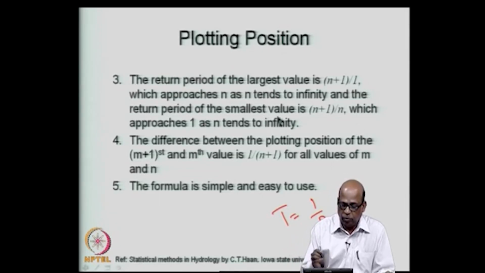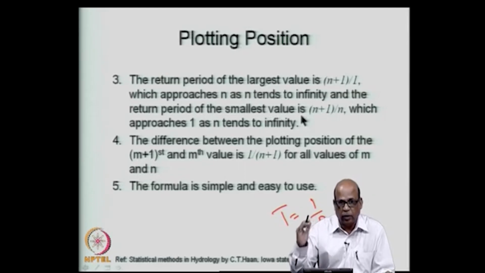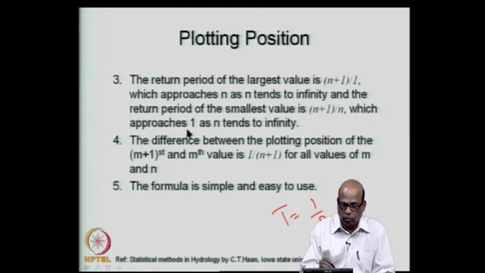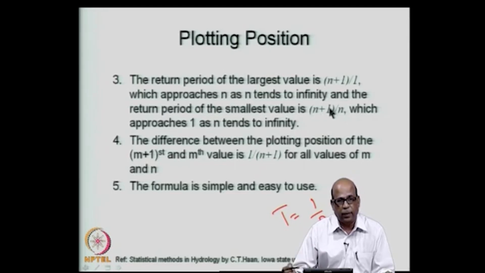Similarly, for the return period for the smallest value, that means we are looking at the last value, the probability is n divided by n plus 1. Therefore, the return period will be n plus 1 by n, which approaches 1 as n tends to infinity, and that is how it satisfies condition 3 of Gumbel's conditions.